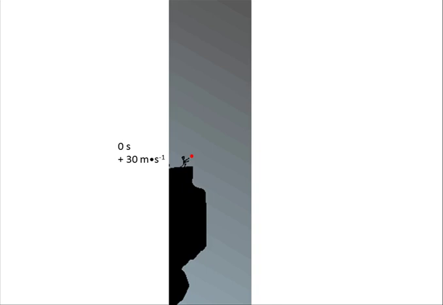So now let's look at some data for this. Here we have someone throwing a ball up from the edge of a cliff. The ball leaves his hand at 30 meters per second upward, positive 30 meters per second. It rises. Every second it gets 10 meters per second slower, reaches the highest point after 3 seconds. At that point, its velocity is 0 meters per second.